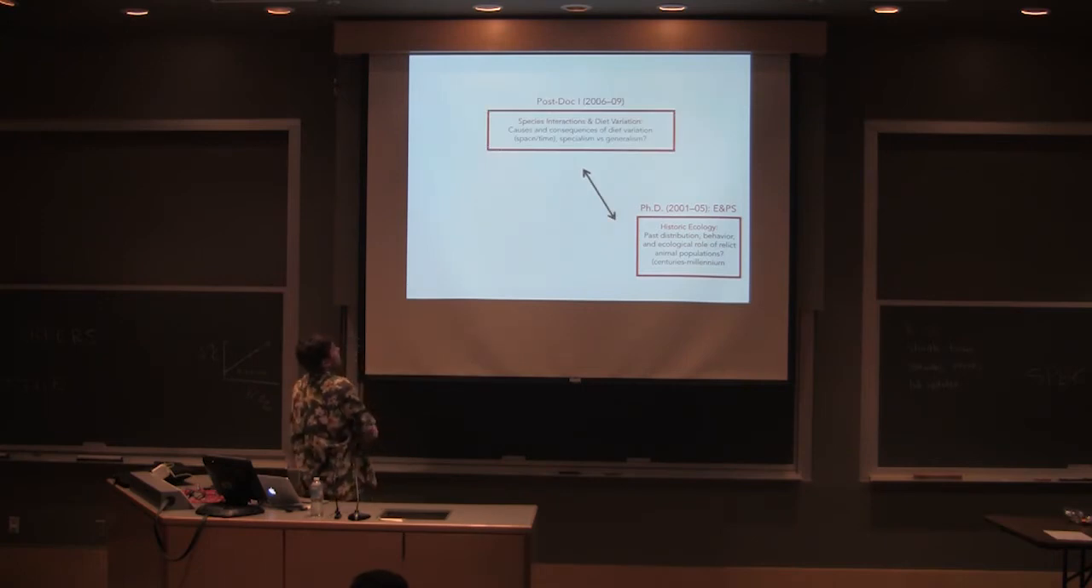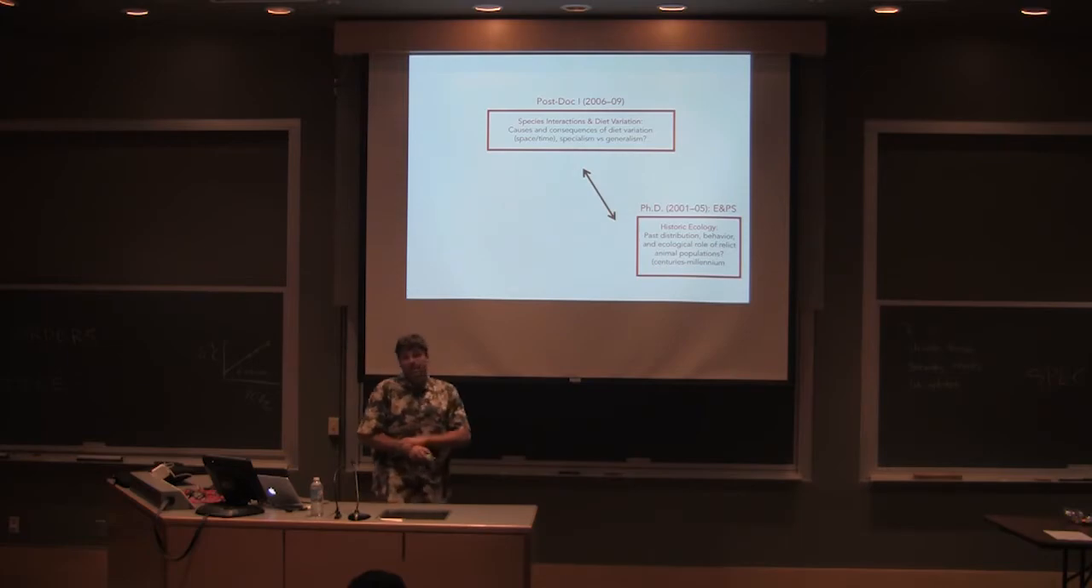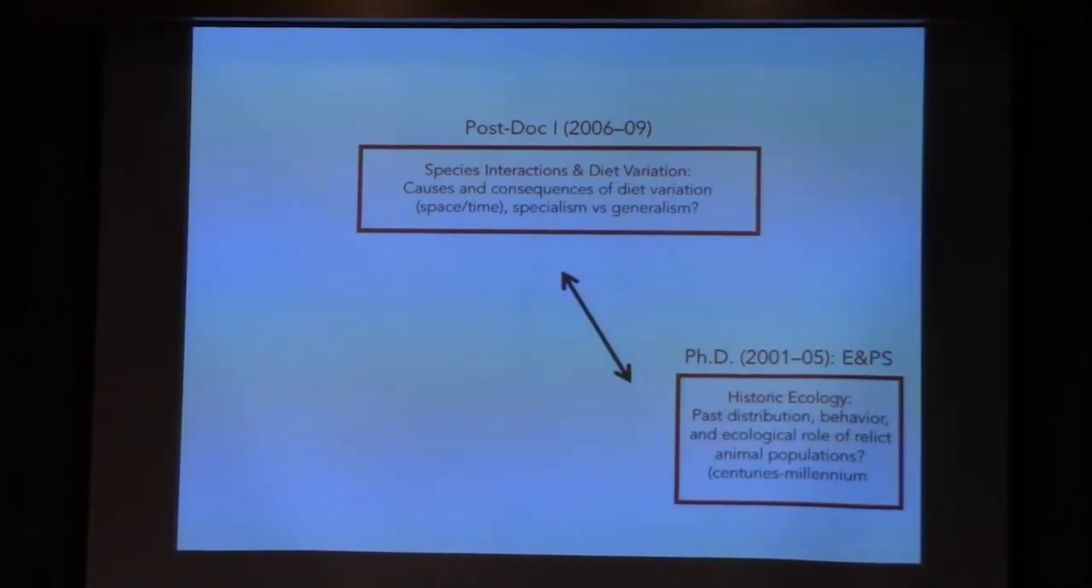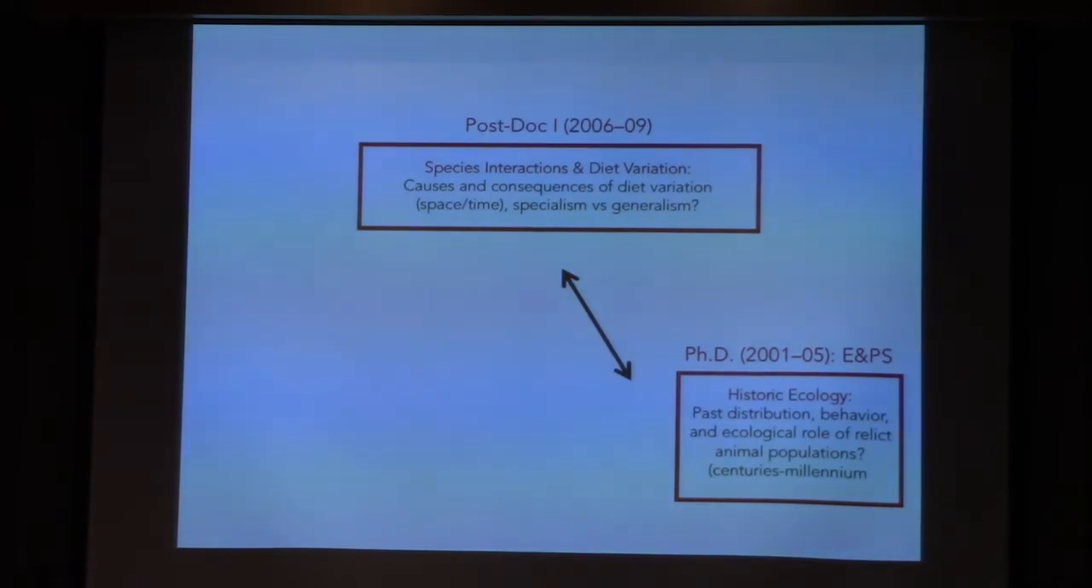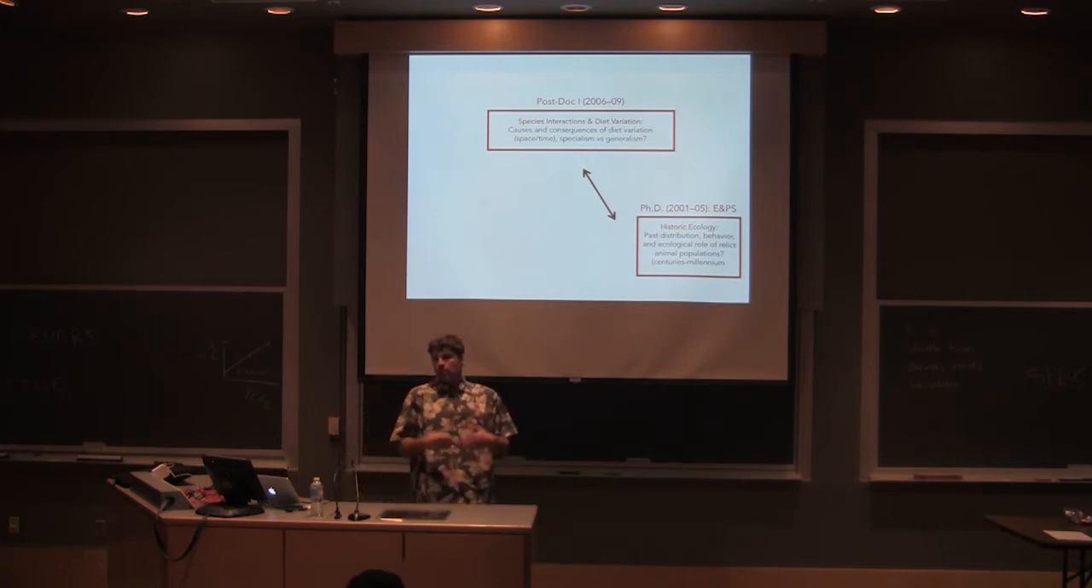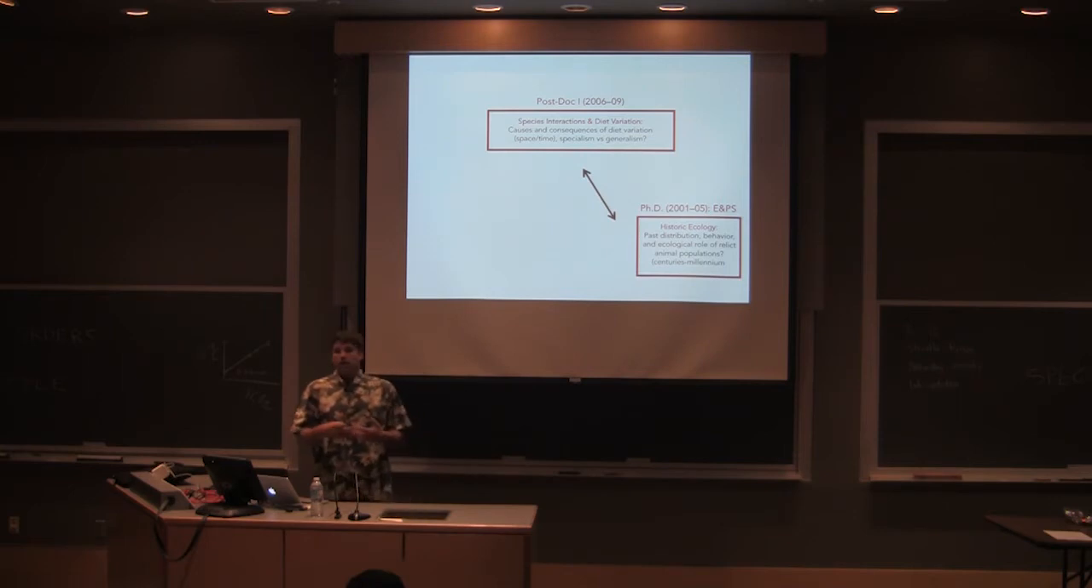I did a postdoc at the Carnegie Institution in DC where I studied species interactions and dietary variation. And I realized that the tools I was using, because my PhD advisor was a paleoecologist, could be applied to modern ecosystems, could be applied to study animals today and how they're impacted by human disturbances or how their diet and ecology changes over space and time, okay?